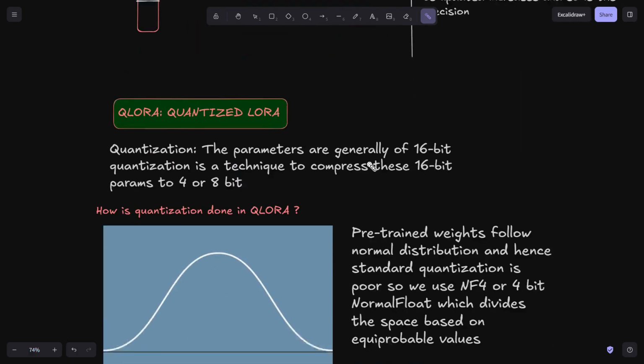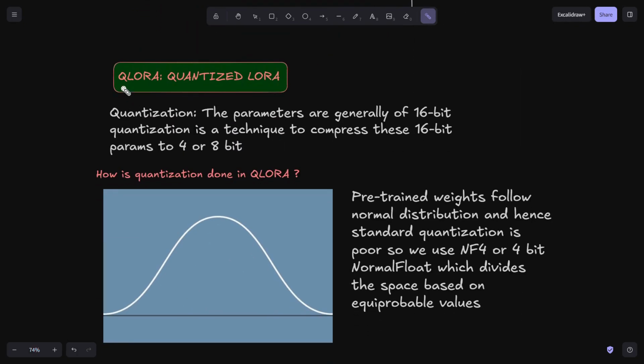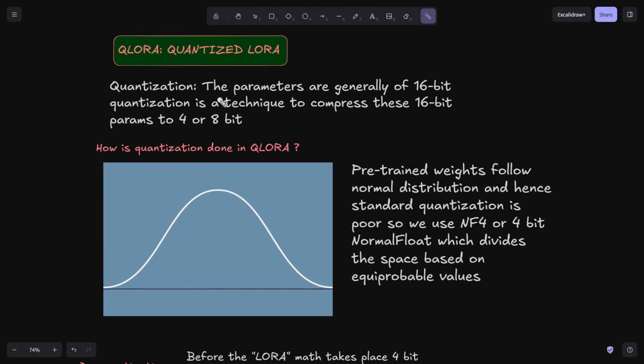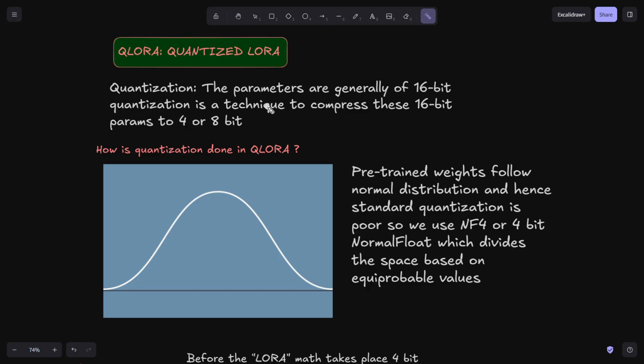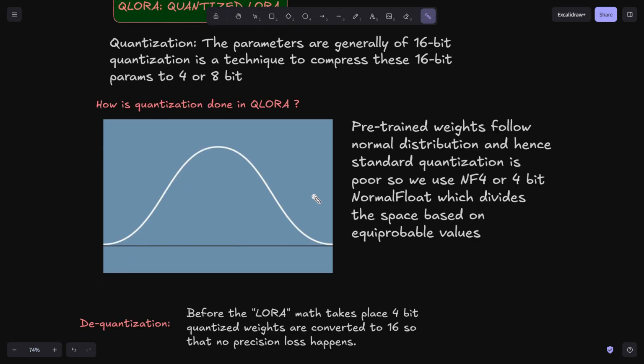Then comes quantized LoRA or QLoRA. So what is quantization basically? The parameters which we have in our weight systems are of 16-bit. So to downscale them to 4-bit or 8-bit, we use a technique called quantization. Now, how is this quantization done? These weights follow a normal distribution or a bell curve. Hence, most of the parameters are around the zero line.